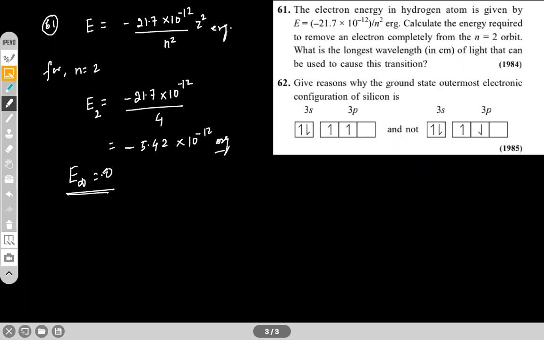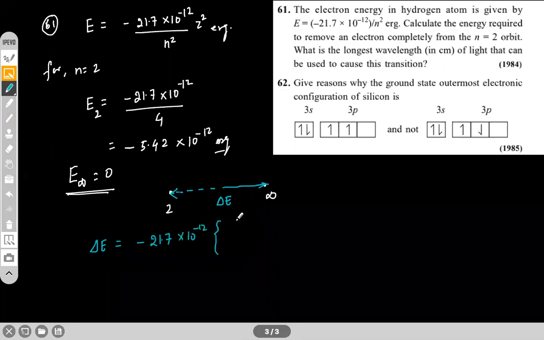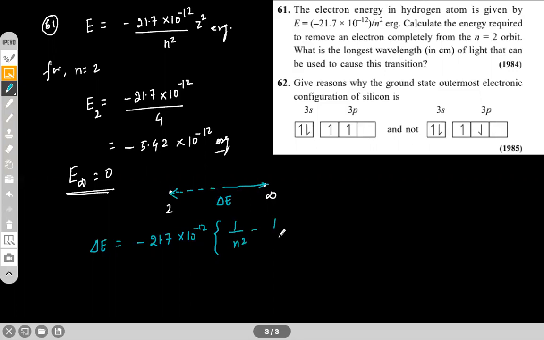Here the electron is free to move. Suppose we have the second orbit here and the infinite orbit here. If you want to remove this electron, obviously you have to provide energy, and that energy is the difference, this delta E. Usually if they ask what is the energy required to remove an electron present in the nth shell, the formula is minus 21.7 into 10 to the power minus 12, times 1 by n square minus 1 by infinity square, because to remove this electron you have to provide the energy difference between the orbit in which the electron is present and the energy at the infinite orbit, which is 0.